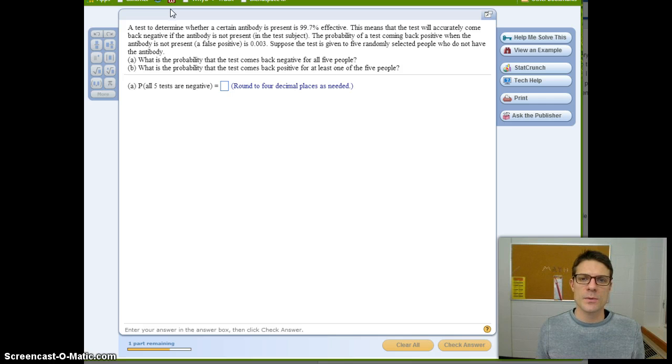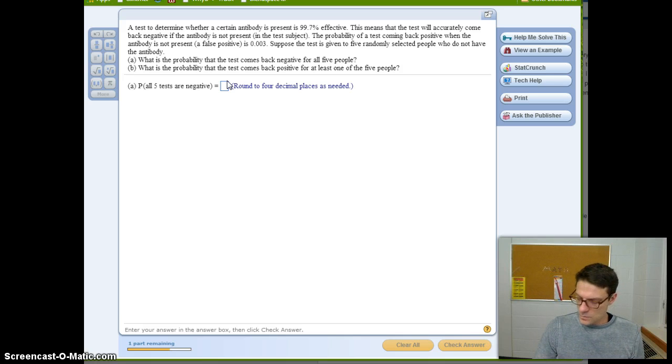The probability of the test coming back positive when the antibody is not present, a false positive, is less than 1%, right? It's 0.3%. Suppose the test is given to 5 randomly selected people who do not have the antibody. What is the probability that the test comes back negative for all 5 people? And remember, these people don't have the antibody, so if the test is accurate, it should come back negative. So in that situation, the test is accurately predicted.